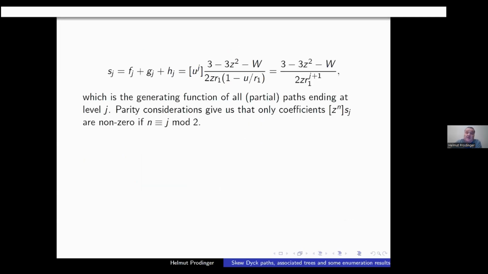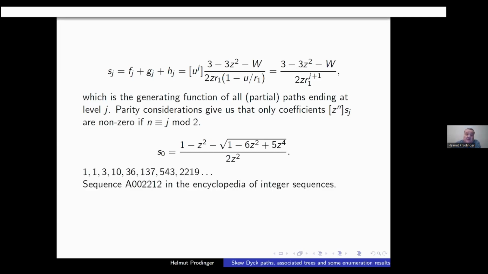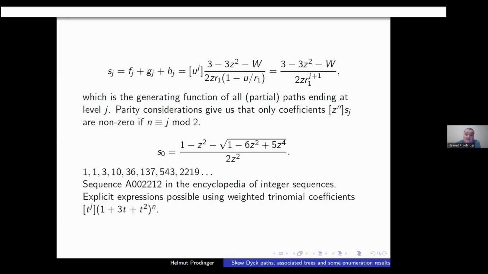Okay, the special case of interest is, of course, when j is 0, because then we are back at the x-axis. So here is the generating function that one obtains. One sees that only even powers of z can occur. And if you expand this, you get the sequence that we discussed, 1, 1, 3, 10, etc. Okay, so that was the start of this discussion.